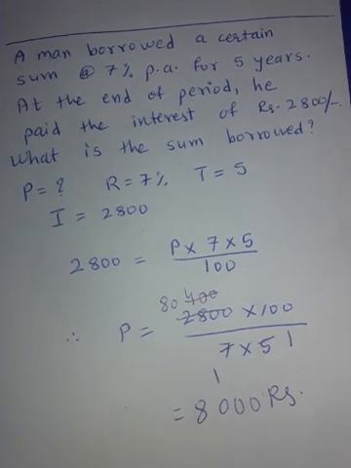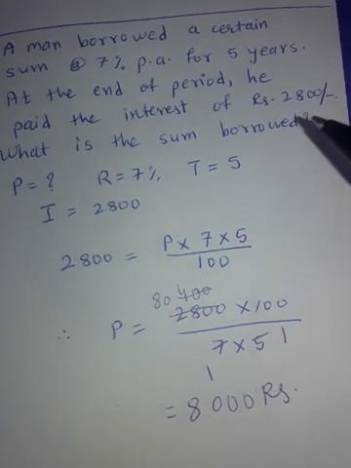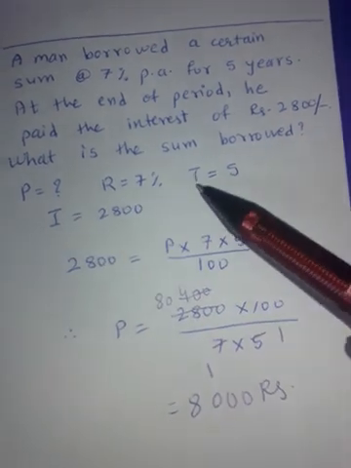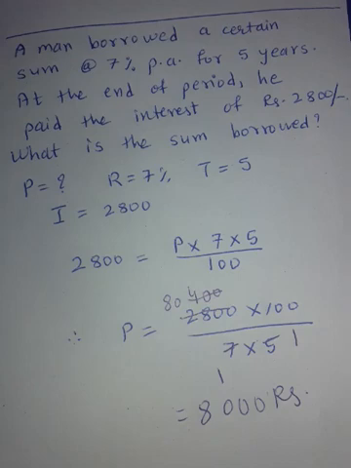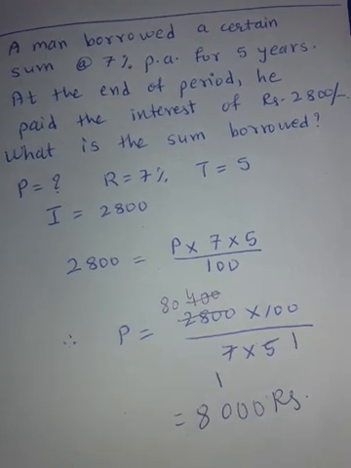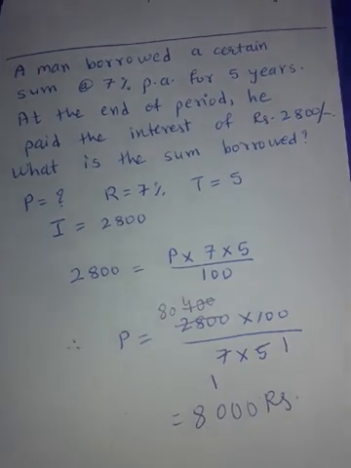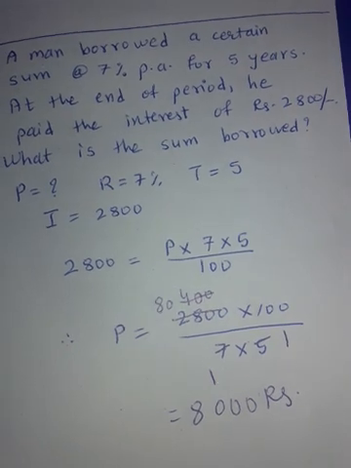So these three examples were very straightforward. Out of P, R, T and I, these four terms, three terms were given to you and you needed to find the fourth term. So very straight examples. Now let's see a little different kind of example.